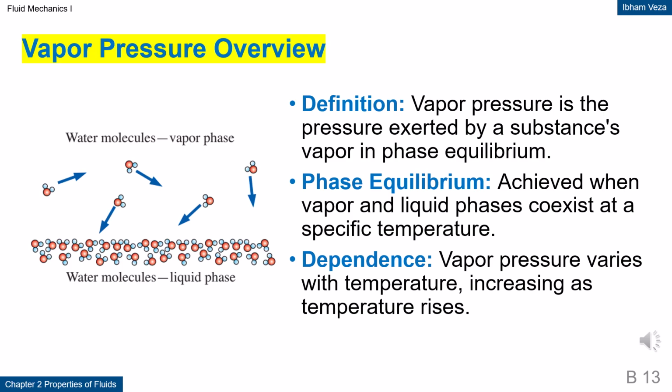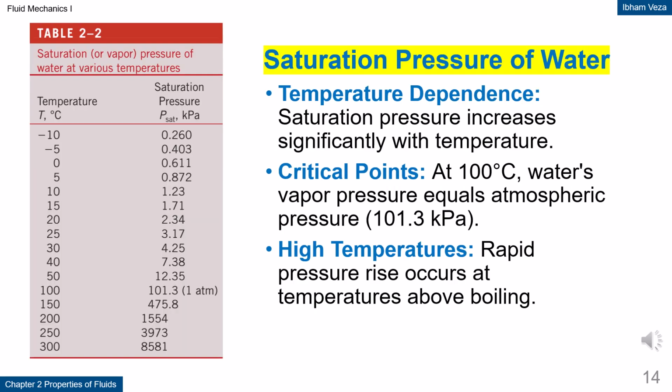Vapor pressure overview. Vapor pressure is defined as the pressure exerted by a substance's vapor when it is in phase equilibrium with its liquid. Under this condition, the number of molecules evaporating equals the number condensing. The value of vapor pressure strongly depends on temperature. The higher the temperature, the higher the vapor pressure. This concept is essential for understanding boiling and cavitation processes.